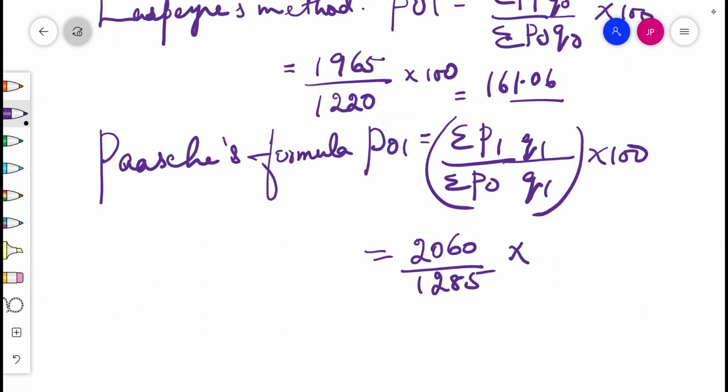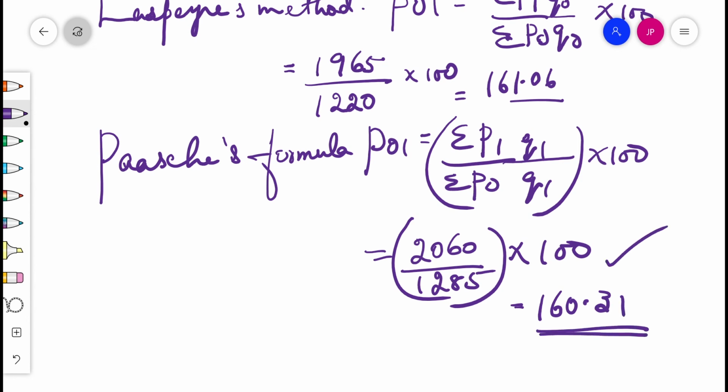Do the calculations, then into 100. The answer is 160.31, more or less the same answer. Small errors aside, it is 60% up. Like that, weighted index numbers. Learn and do it with the same numbers. After learning the formula by heart, it will become easier. Thank you. All the best.